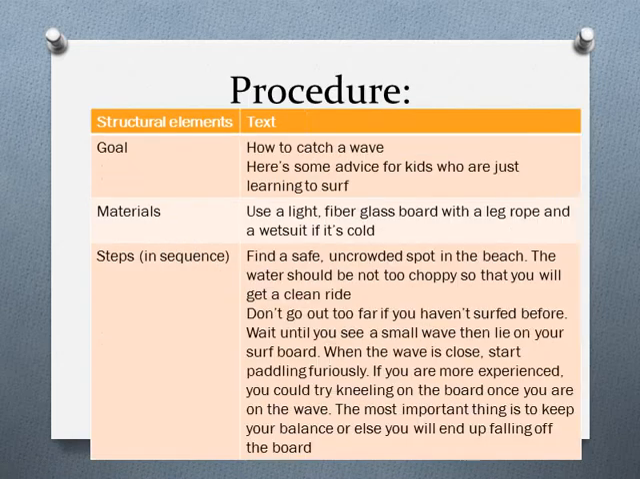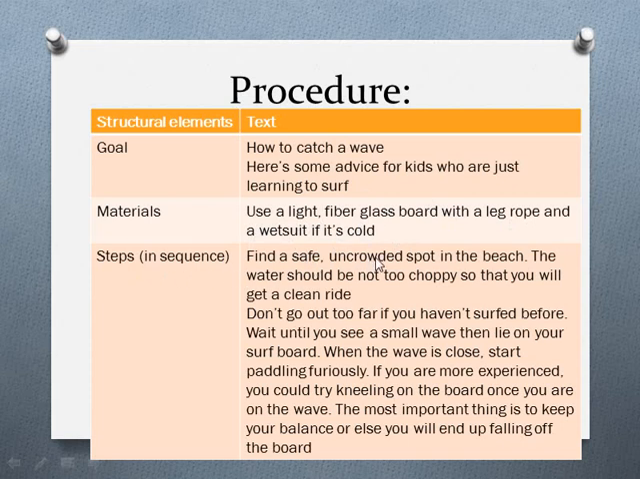And then a very different one, an example of procedure text. We don't have a set of events, but it starts with the goal, for example, how to catch a wave. Here's some advice for kids who are just learning to surf. And the procedure, how to learn to surf, how to catch a wave. Then the materials: a light fiberglass board with a leg rope and a wetsuit if it's cold. So these are the materials we need. And then it has steps.